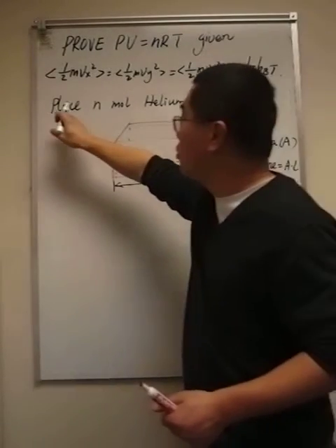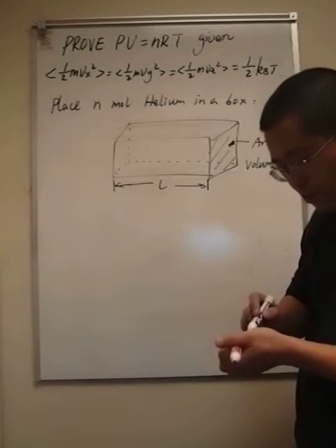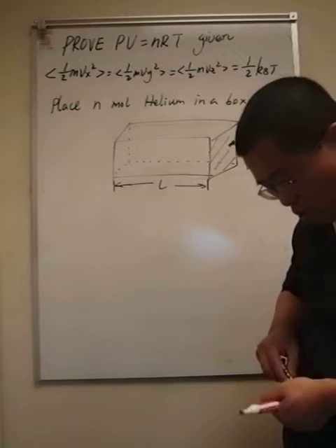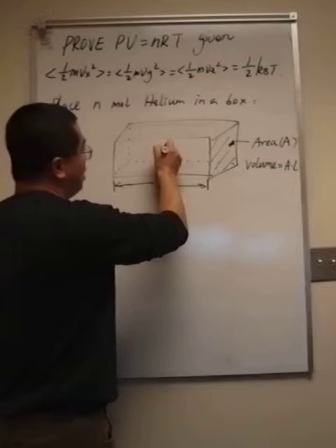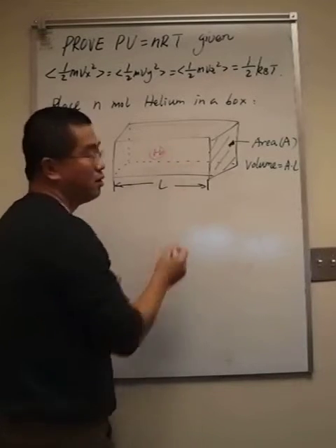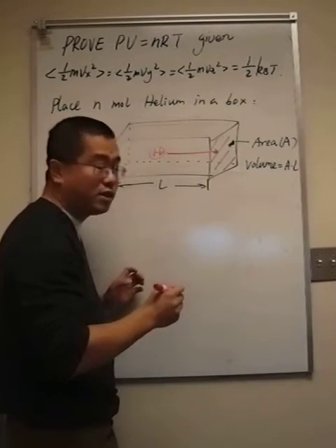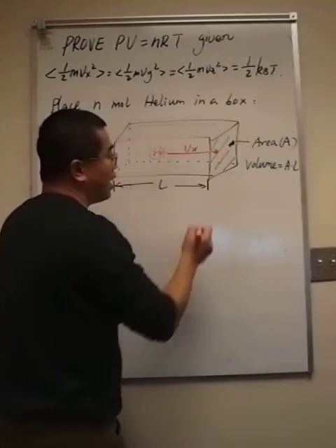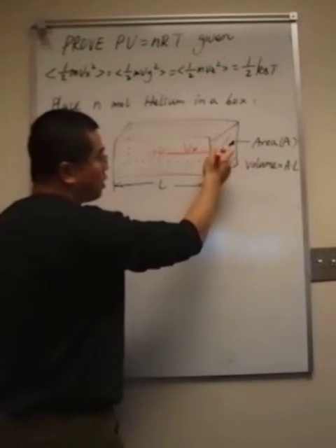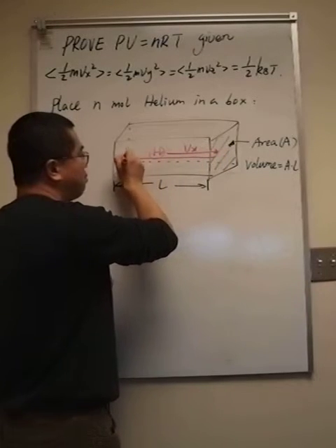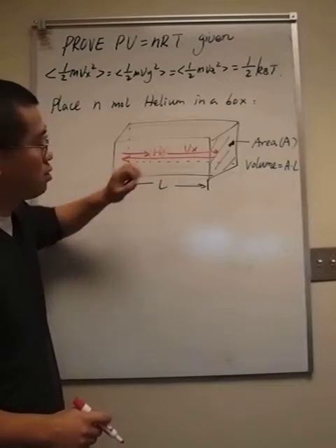So let's imagine we place a mole of helium atoms in a box. And we'll look at just one atom at first. We put one helium atom in the box, and we assume that it travels in the x direction at a speed Vx and collides with the area A, the shaded area, bounces back, and after another collision, it gets back to the original position.